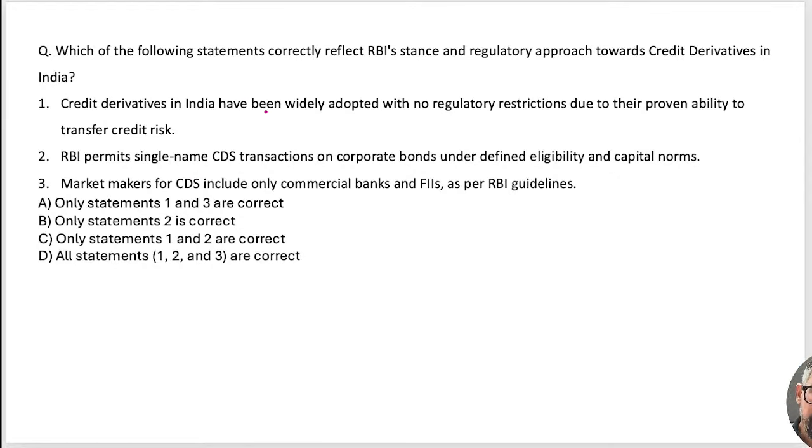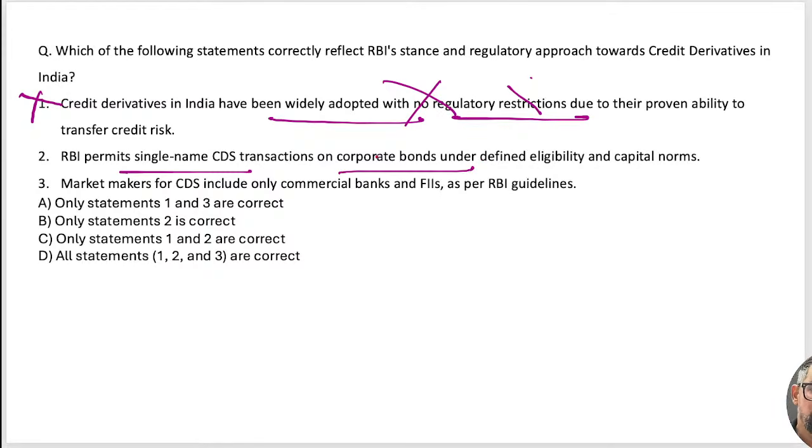Credit derivatives in India have been widely adopted with no regulatory restrictions. This is wrong. Next one, RBI permits single name CDS, which is called plain vanilla CDS, on corporate bonds. This is true. Market makers of CDS include commercial banks and FIIs.